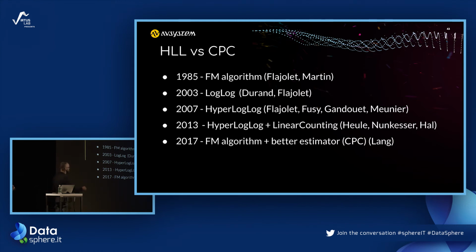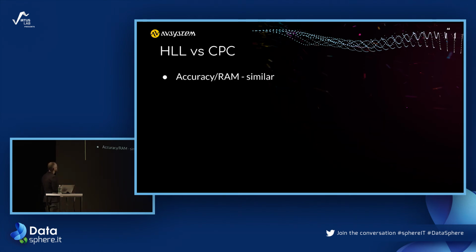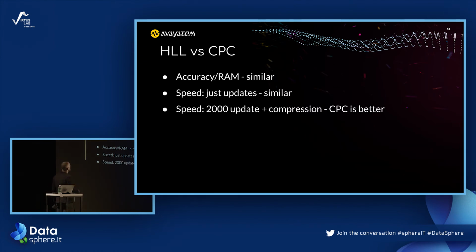So Lang invented a better estimator for this FM algorithm, and in fact, this structure with his estimator beats the best HyperLogLog. So the trade-off between accuracy and RAM is similar. If we consider only updates, the speed of such updates is similar, both for HLL and CPC. But if we consider updates and compression with serialization, then CPC is better. And in the trade-off of accuracy to storage, CPC is better. So CPC is overall better than HyperLogLog.